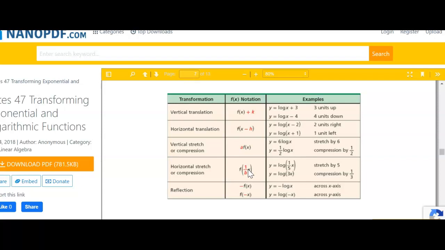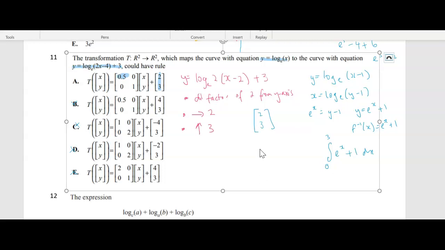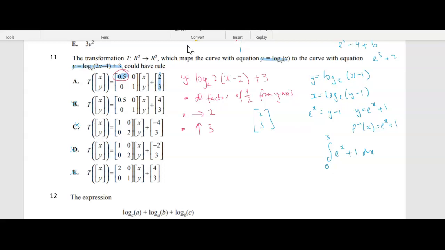Stretch or compress doesn't mean anything by itself. It's dilation by 5 or dilation by 1/3, but stretching means it's getting wider, and compressing means it's getting smaller. But you can see we've got the reciprocal for the dilation factor. So going back to this question, I just need to change the dilation factor of 2 to 1/2. That's how we get the 1/2 here.